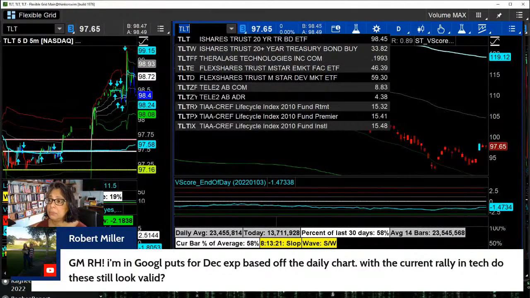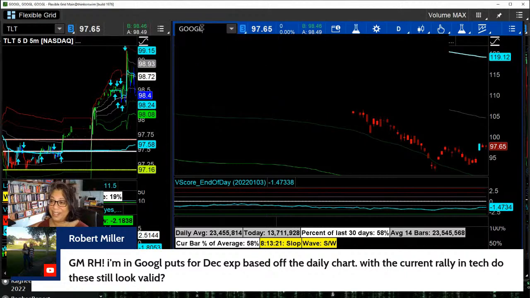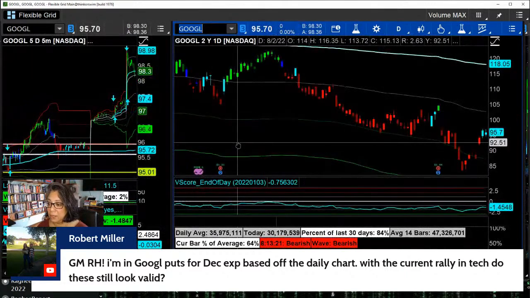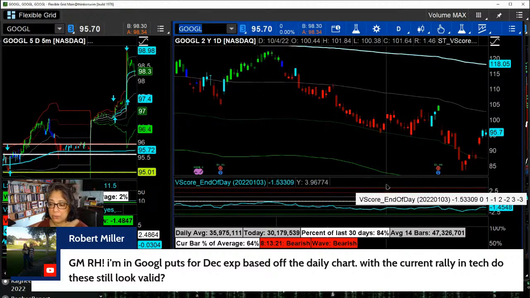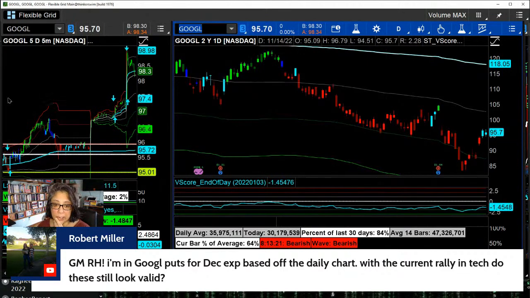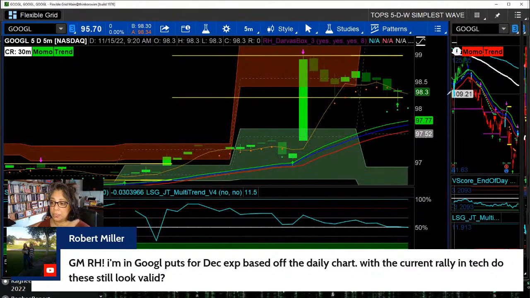All right. Robert says, I'm in Google puts. Yeah, that's a nice downtrend. It's a good direction to be in overall. December expiration based off the daily chart with the current rally in tech. So, Robert, I don't know where you triggered these to begin with, so it's kind of hard to give you a breakdown, but here's what I would do and then take from it what you will. So first of all, this is a trend. So I'm going to use my trend layout.